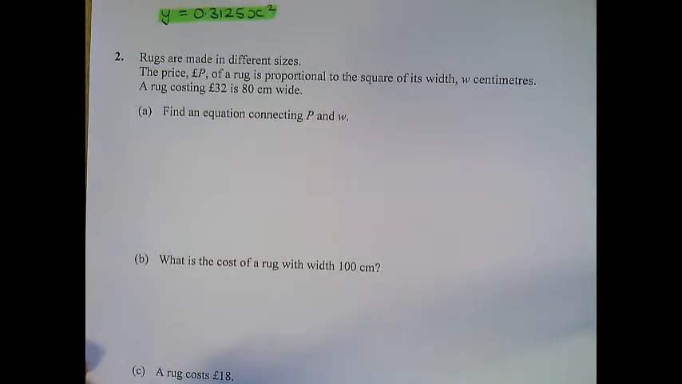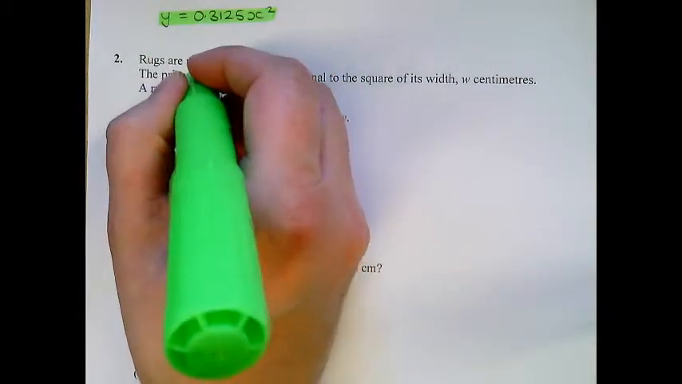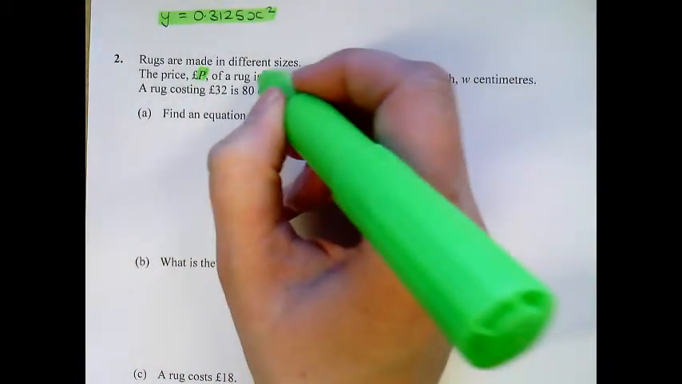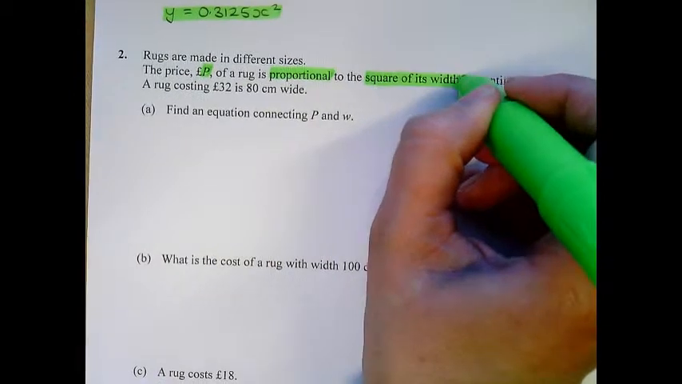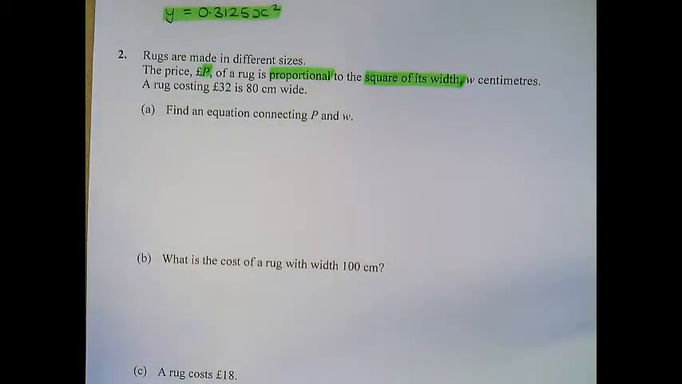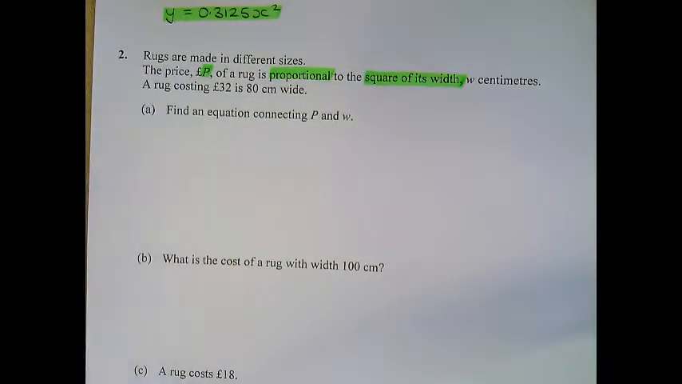Rugs are made in different sizes. The price P, so that's the first letter we're going to be using, of a rug is proportional to, so directly proportional to, the square of its width. And then a rug costing £32 is 80 centimetres wide, so that's them giving you two values that will actually work in this connection. So the first thing you need to do is write down your basic equation.